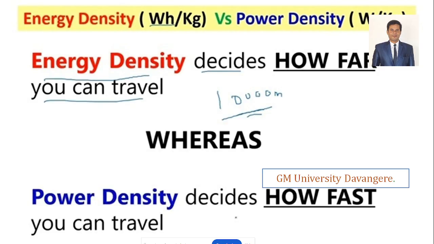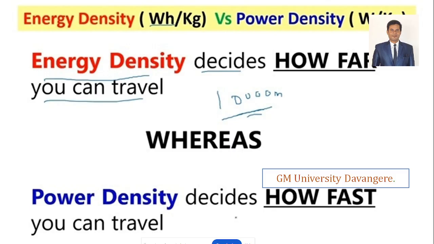Whereas if you see the power density, it decides how fast you can travel. Power density is nothing but, for the same distance of 10 kilometers, you are going very fast. It decides how fast you can travel, that is, how quickly you reach the destination from 0 to 10 kilometers.